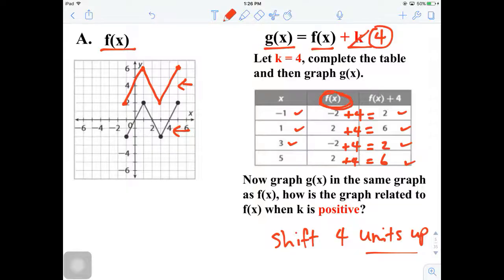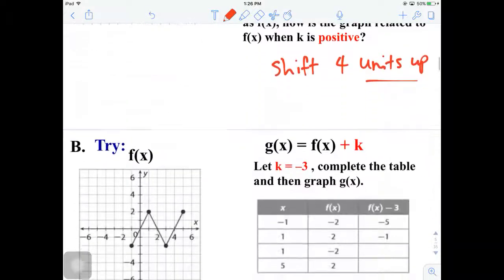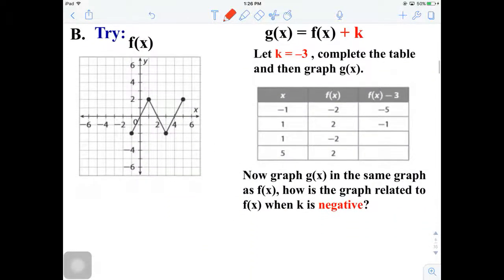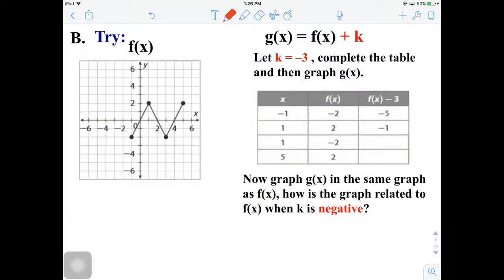And so that's the transformation in this case. Let's take a look at another example. And this time, instead of adding 4, we're going to add -3 in the back. So here's again the original f of x function. We're going to subtract 3. So let's see what that would do to the equation.